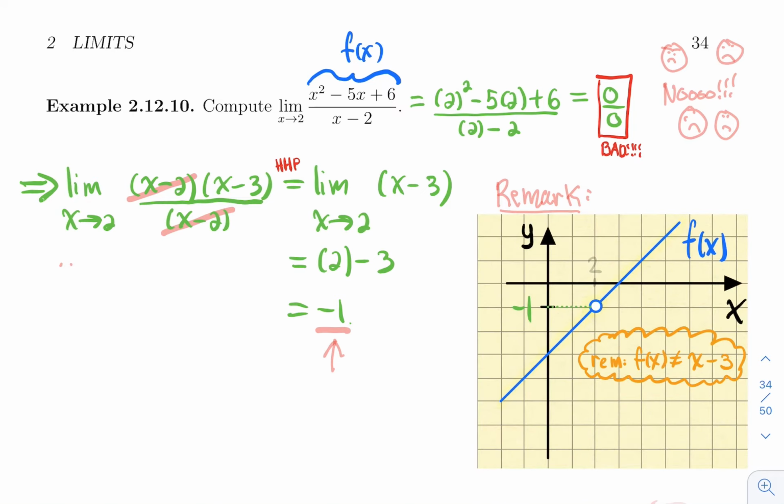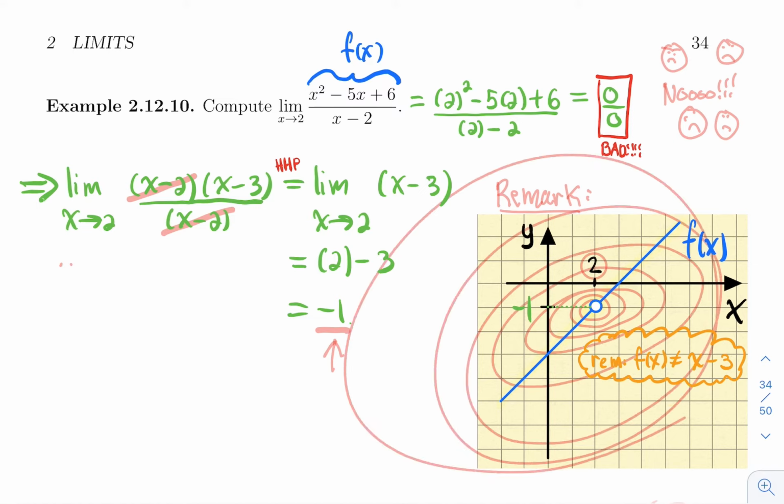So the graph of f of x here in blue looks like the line x minus 3, but at 2, if you look at x equal 2 here, the function is not defined at 2. There's a hole there. And basically, the name of the holy hole principle was coined thanks to that example.